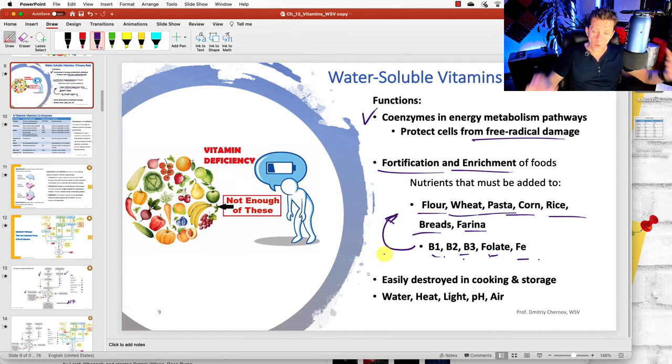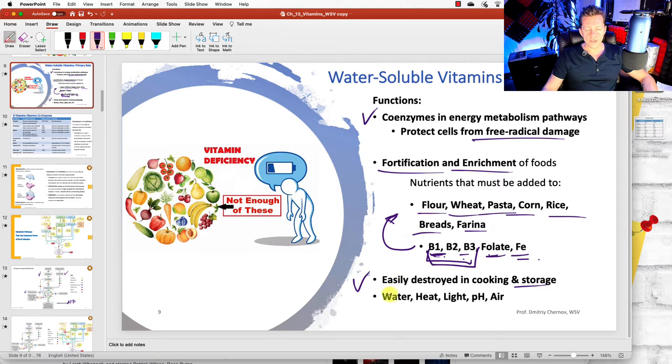They will give it even more of this particular vitamin, because these three, B1, B2, B3, are very important in energy yielding reactions, in carbohydrate metabolism, protein metabolism, and fatty acid metabolism, as well as folate and iron. So vitamins are easily destroyed in cooking and storage.